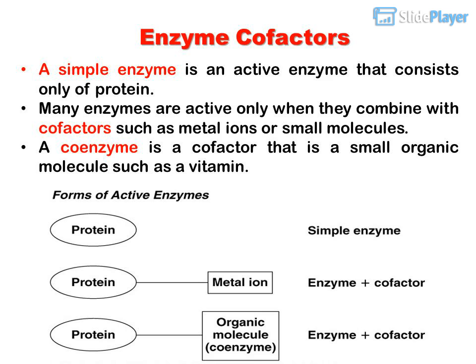A simple enzyme is an active enzyme that consists only of protein. Many enzymes are active only when they combine with cofactors such as metal ions or small molecules. A coenzyme is a cofactor that is a small organic molecule such as a vitamin.